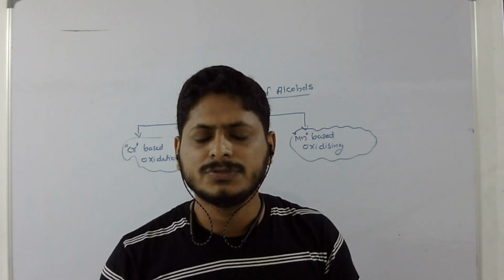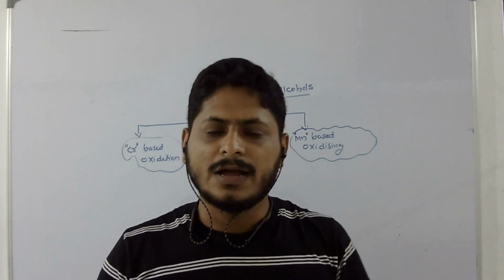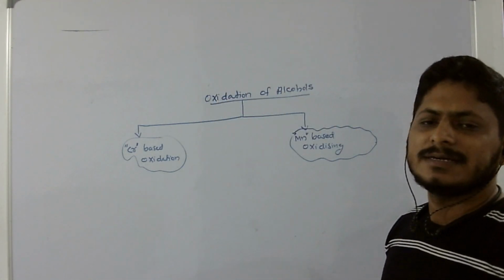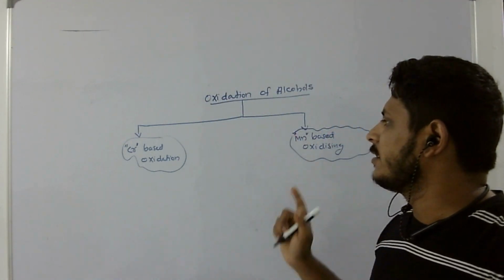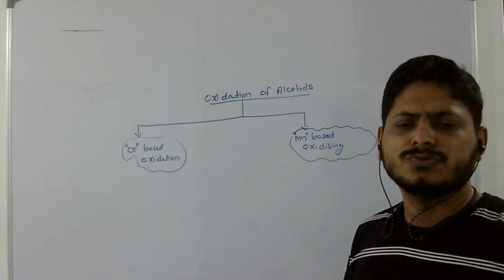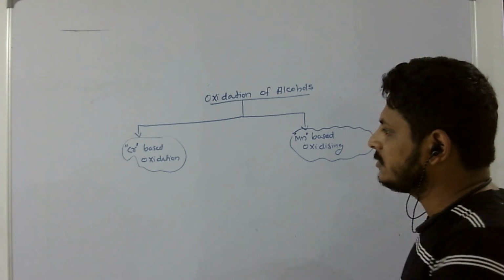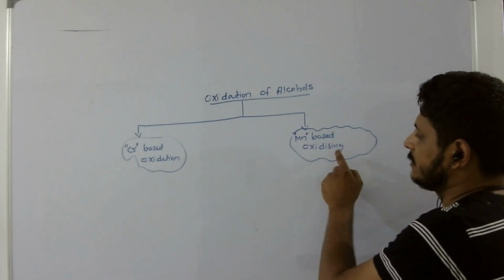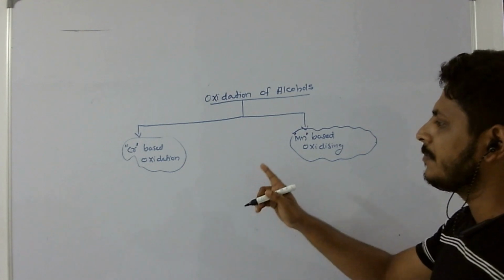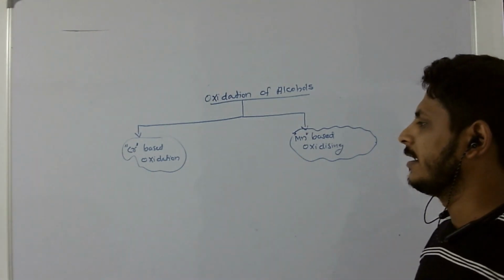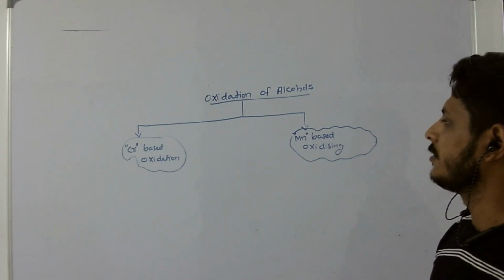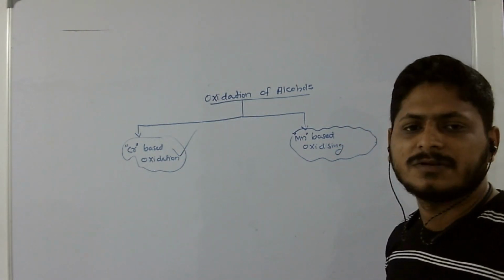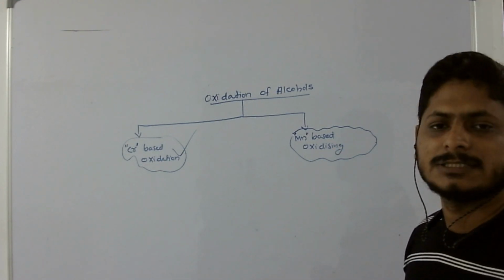Now we are going to discuss specifically the oxidation of alcohol. Basically, oxidation of alcohol can be carried out by using mainly two metals. First is chromium-based oxidation, and second is manganese-based oxidation. These are the main oxidations we can carry out during oxidation of alcohol. Now we are going to discuss the chromium-based oxidation, and after that we will look into manganese-based oxidation.